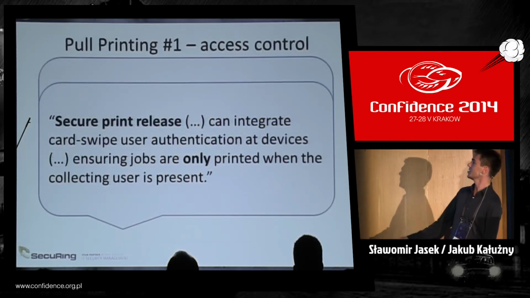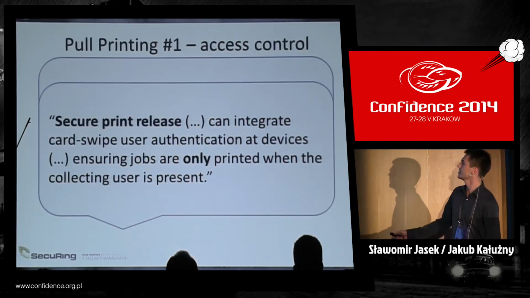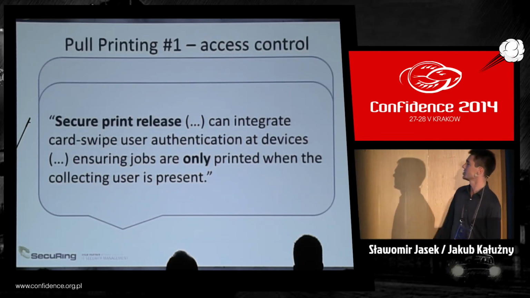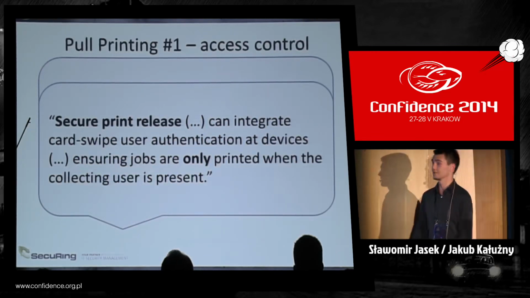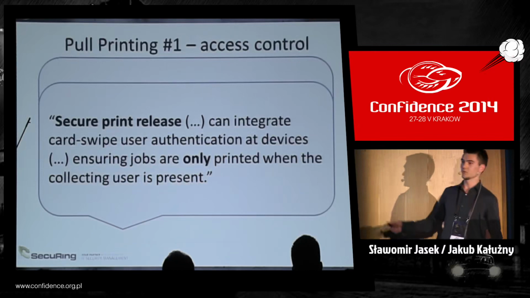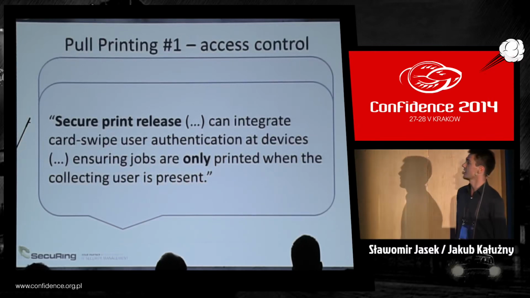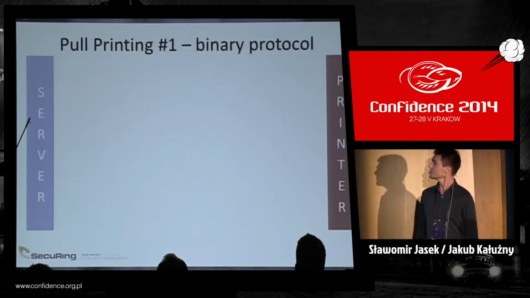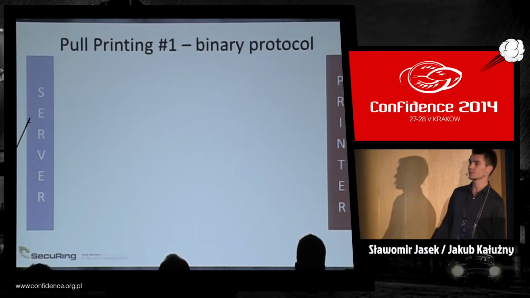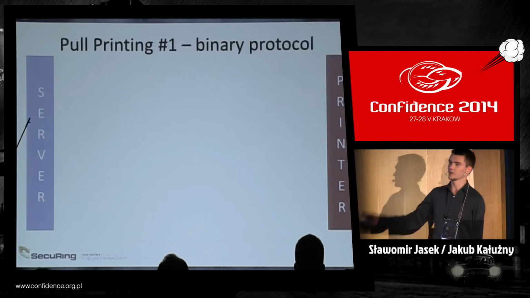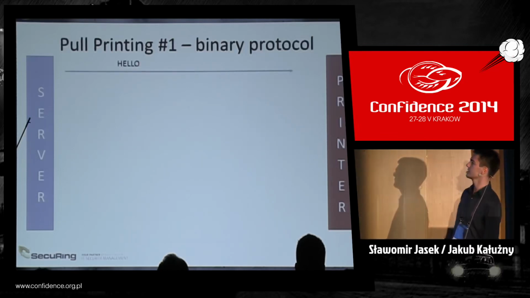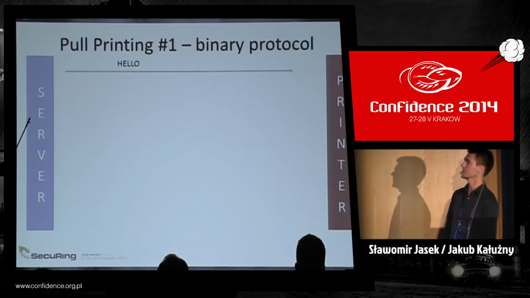And secure print release can integrate card swipe user authentication at devices, ensuring jobs are only printed when the collecting user is present. So in this research, we'll try to challenge these vendor claims. So let's take a look at the binary protocol between the server and the printer. Actually, let's omit the encryption layer, but let's focus on this binary protocol.